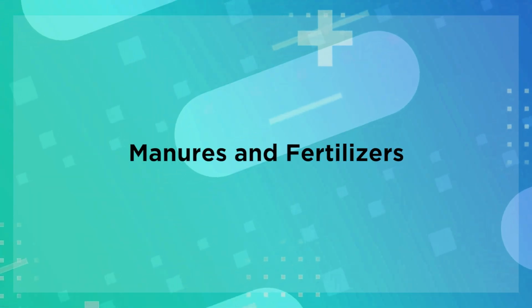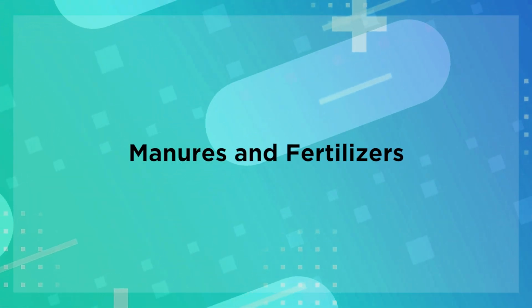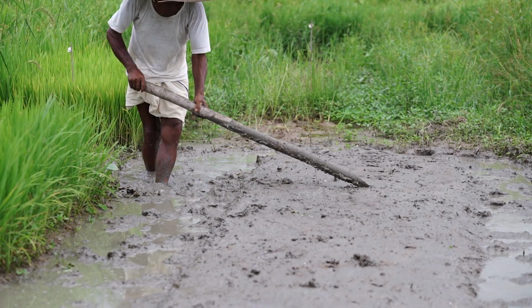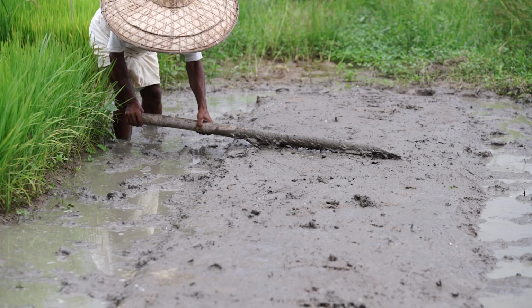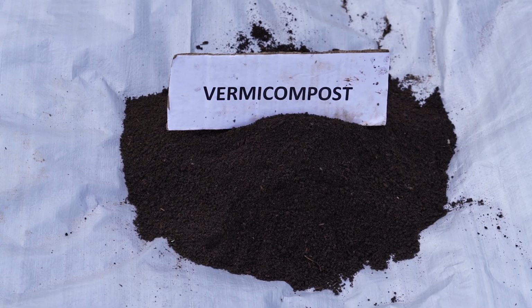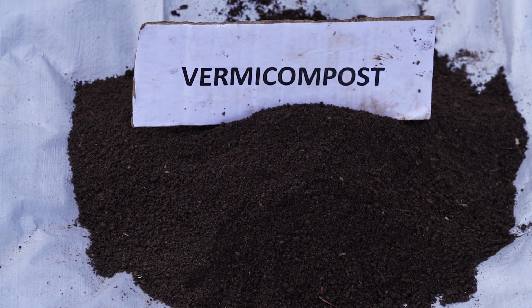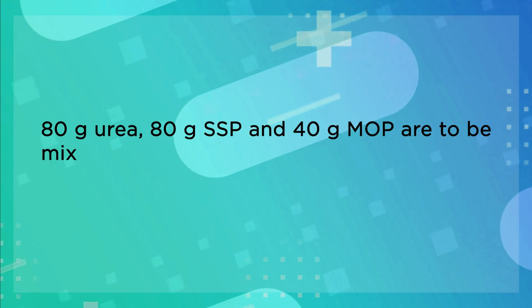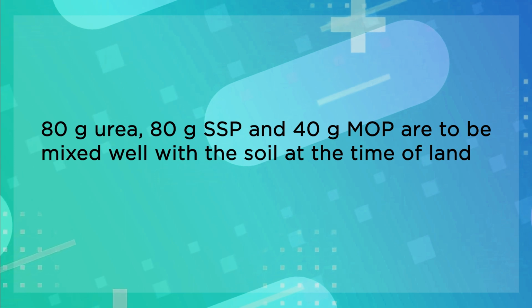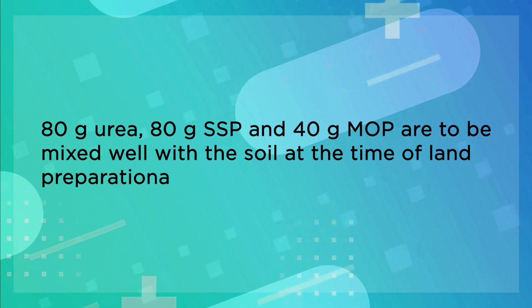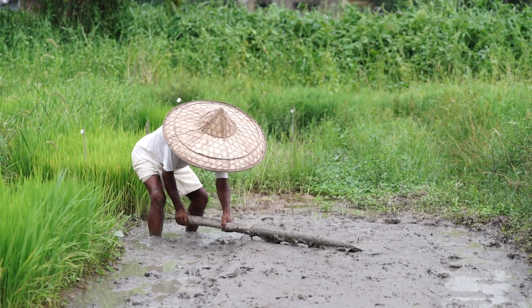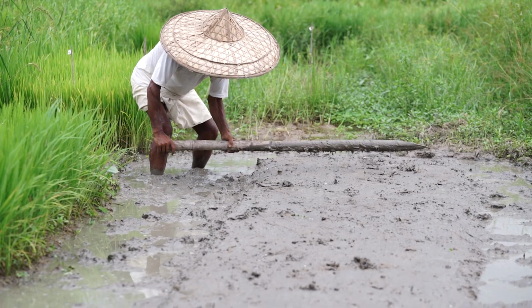Next step is application of manures and fertilizers. In each seed bed of size 10 meter by 1.25 meter, 20 to 30 kg well-rotten cow dung or compost, 80 gram urea, 80 gram single superphosphate and 40 gram muriate of potash are to be applied and mixed well with the soil at the time of land preparation.